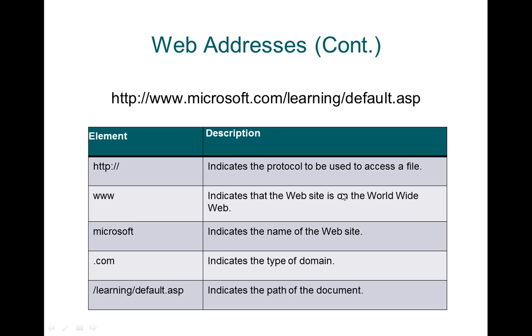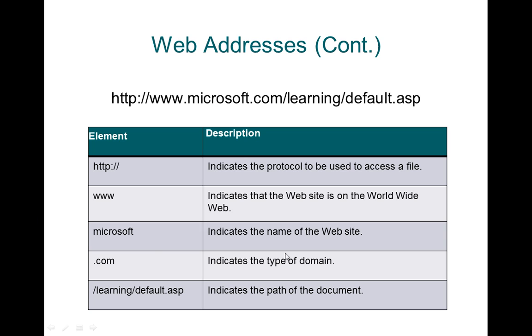Next one is www. That indicates that the website is on the World Wide Web. World Wide Web means www, that a website is already available on the web. Next one is Microsoft. It indicates the name of the website. So this indicates that the name of the website is Microsoft.